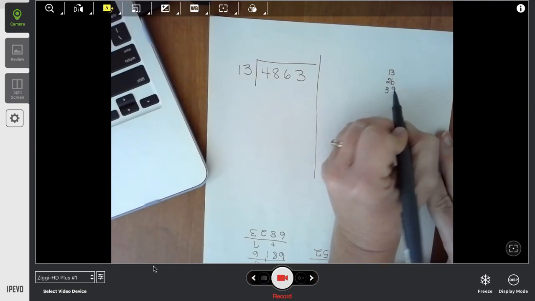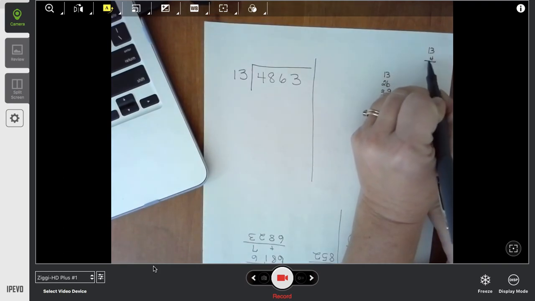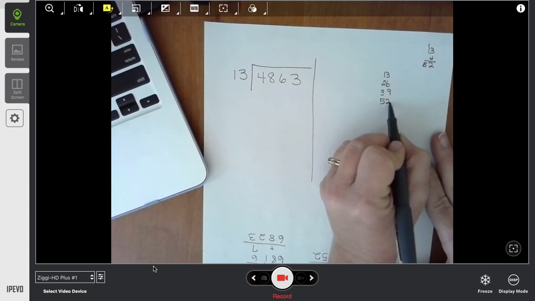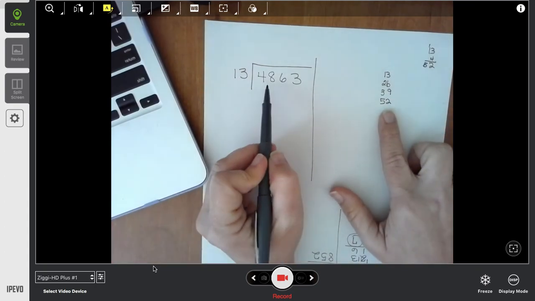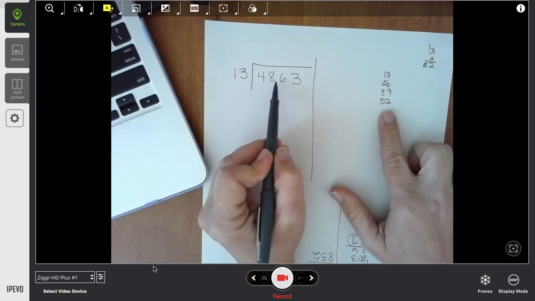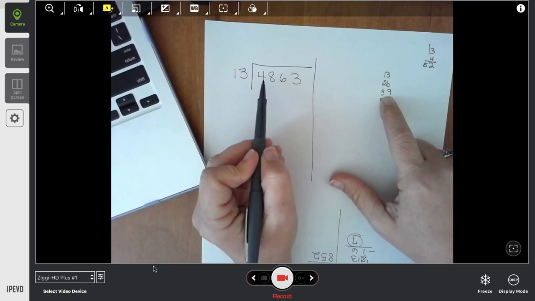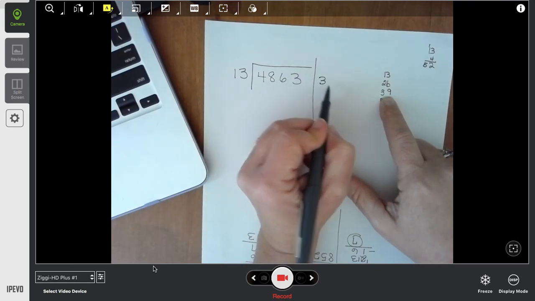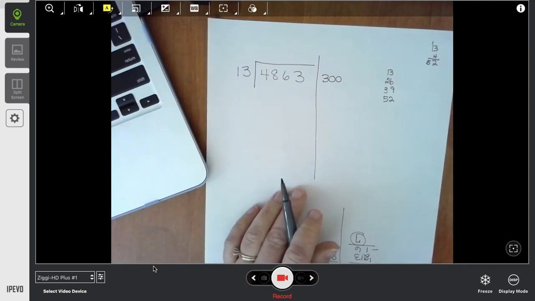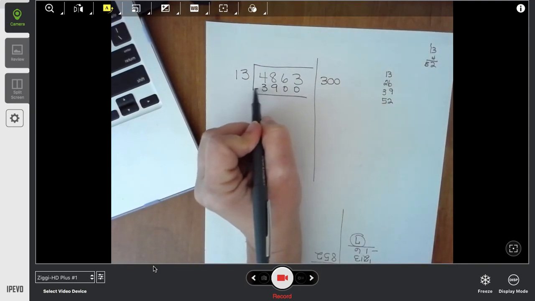13 times 3 is 39. 13 times 4, I might even have to come over here and check it real quick to make sure I know what I'm doing, is 52. I'm going to stop there for a second. So here's my 13s. So 13 doesn't go into 4, but it will go into 48. This many times. This one's too high. So that was 3 13s, and then I got 2 more place values. So I'm going to do 3 with the other 2 place values for 300, which would make 3,900.